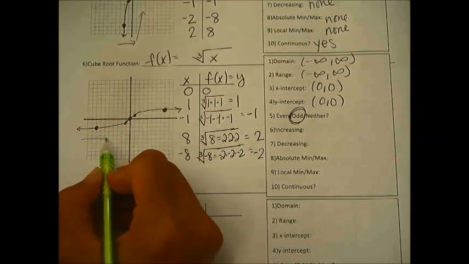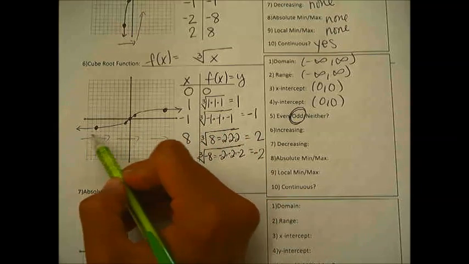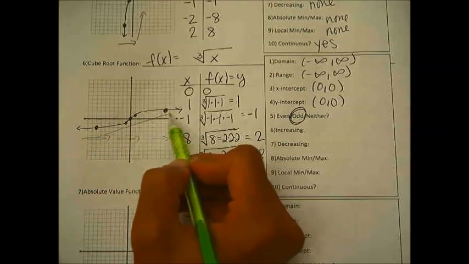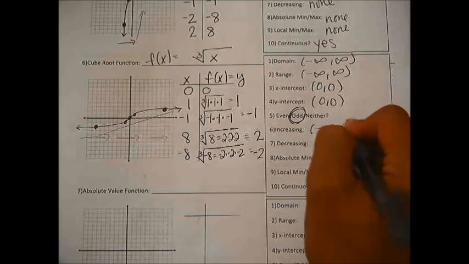So if you look at it, the further I go to the right, y is going up. It starts low and it goes up. So that's how we know it's increasing. So it's increasing from negative infinity to infinity.